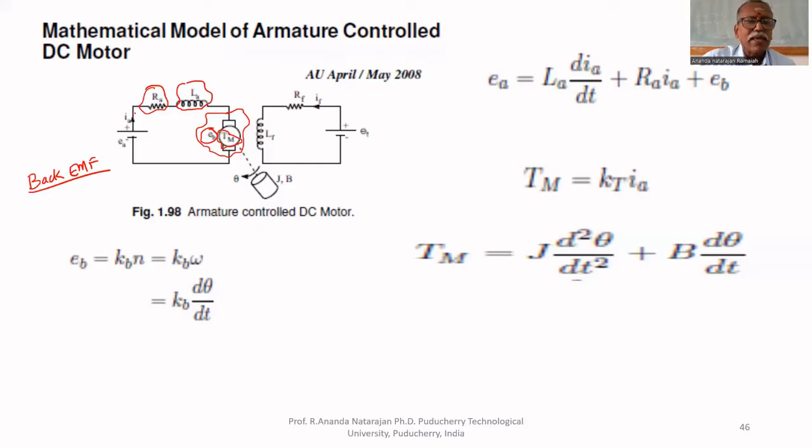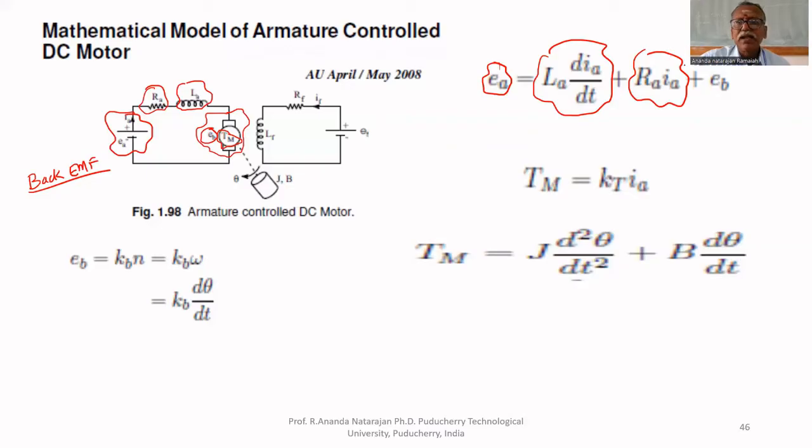Therefore, you are applying a voltage EA across this armature. There is a drop in the coil, that is LA dIA by dt, and a drop in the resistance of the armature coil, RAIA. And there is a back EMF which opposes the applied voltage. So three components are there. Normally for a coil, only two components. Since it is rotating in the magnetic field, there is a back EMF EB.